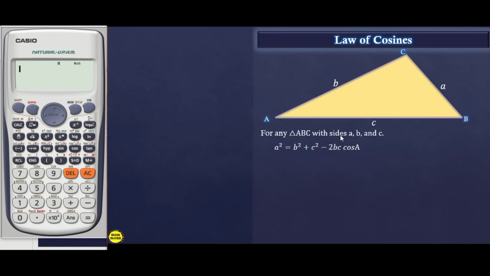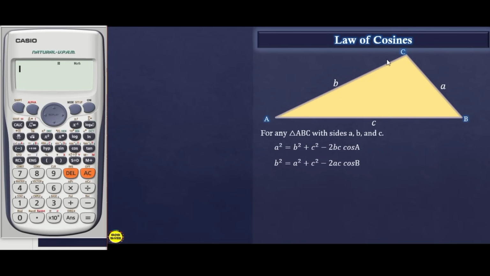Now, in finding the sides of an oblique triangle, given po yung ating three sides, or it can be SAS, the two sides and an included angle. Kapag ang given po natin ay yung ganong klaseng triangle, and then we are looking for the sides of the triangle, ito po yung ating mga gagamitin. a squared, if you are looking for the length of side a, is equal to b squared plus c squared minus 2bc times cosine A.